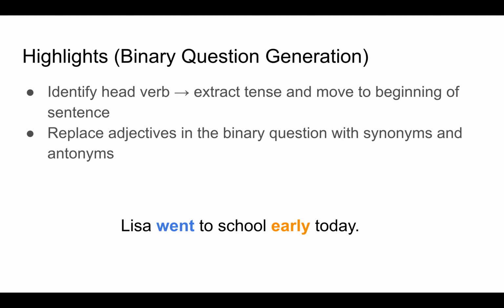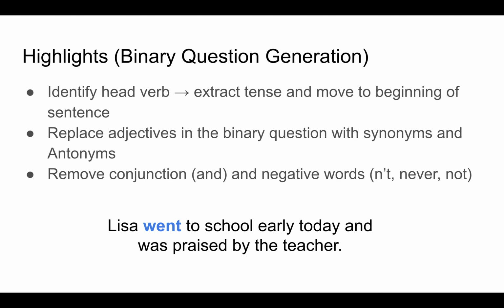And to improve the complexity of the question, we also replace the adjectives in the sentence with its synonyms or antonyms. So for example, we can replace early with late. We also remove the conjunction words and negative words such as never or not to improve the fluency of the question. So for example, in this case, we remove all the parts after and only generate questions based on the first half.